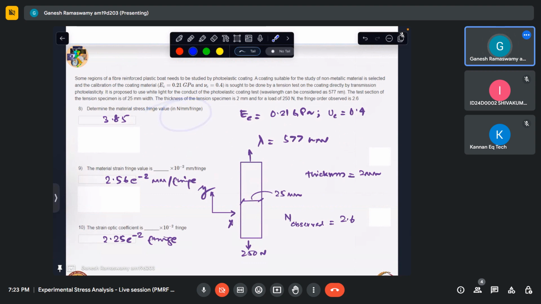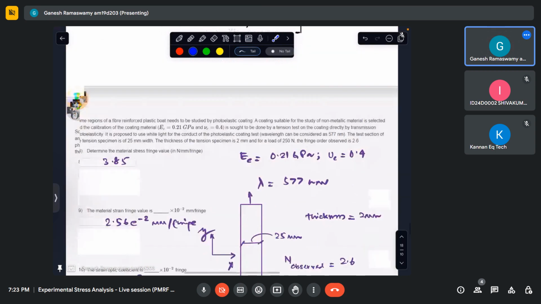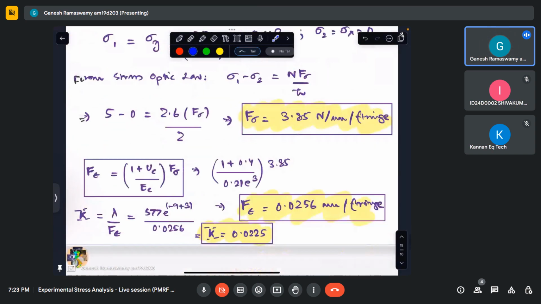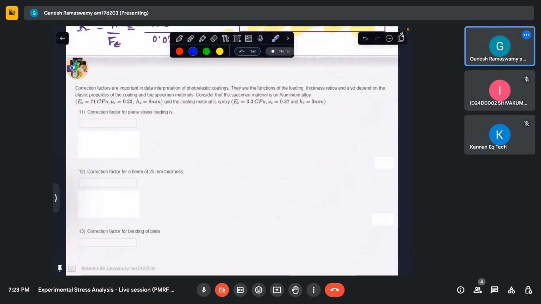In the meantime, I'll move on to this question. Correction factors are important in data interpretation of photoelastic coatings. This is a mere statement of fact, which is very true. They are functions of the loading, thickness ratios, and also depend on the elastic properties of the coating as well as the specimen materials. Consider that a specimen material is made of aluminum alloy. So we have been given the properties here, I need not write it again.